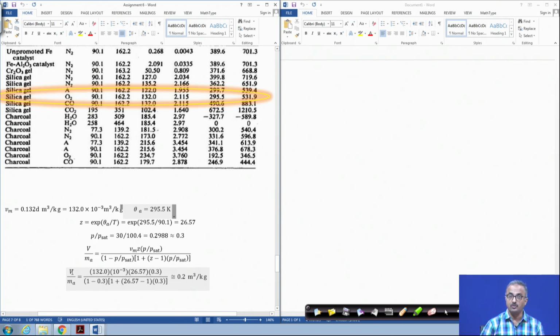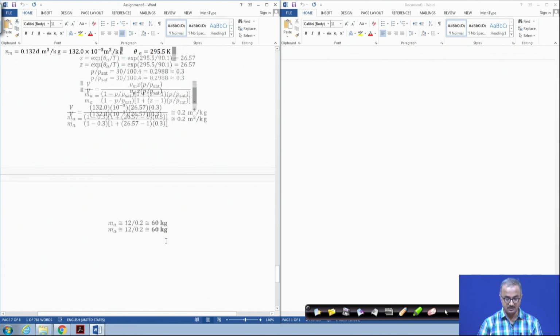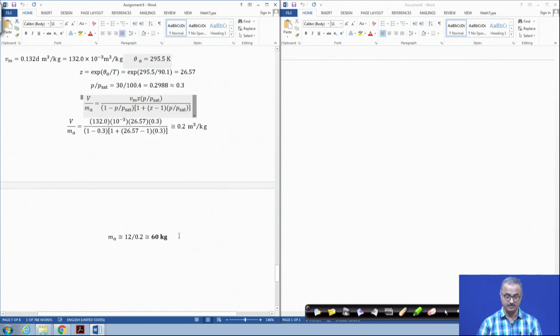V is the volume of the gas, that is oxygen in this case, and Ma is the mass of the adsorbent. So we are getting the volume of oxygen that can be adsorbed per unit mass of the adsorbent. Then we get the total mass: we have been asked in the question that 12 cubic meter of oxygen has to be adsorbed. So from this value of V by Ma, I can find out the value of Ma.